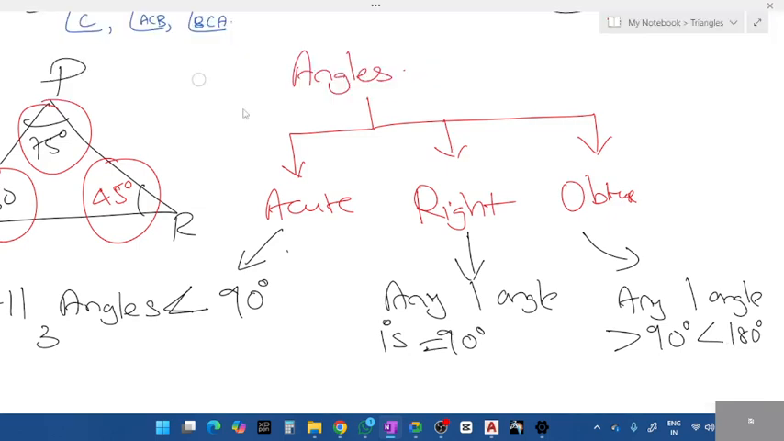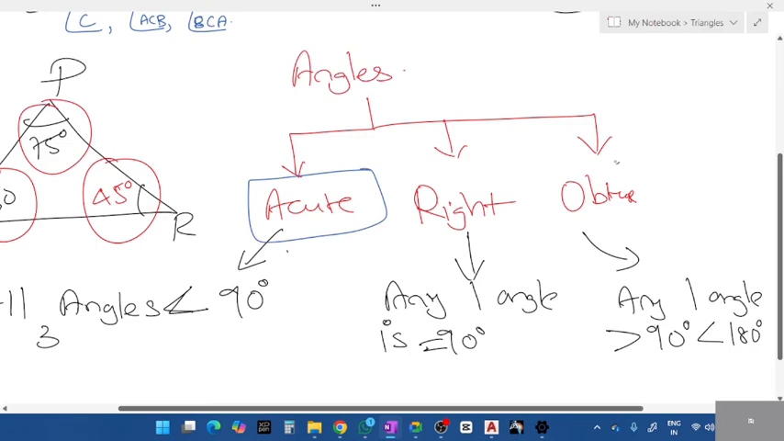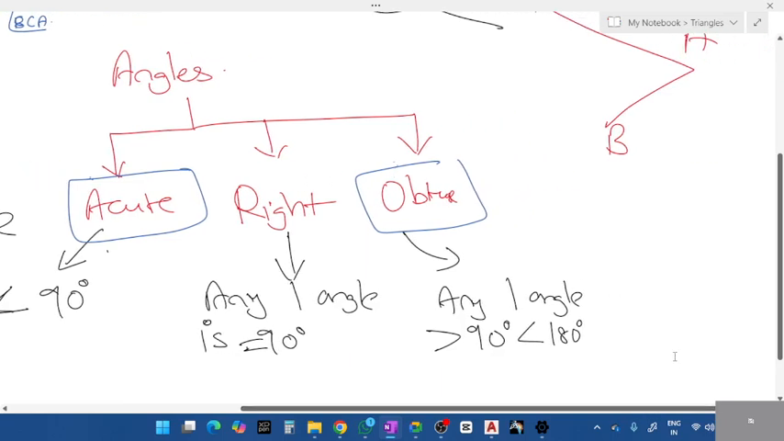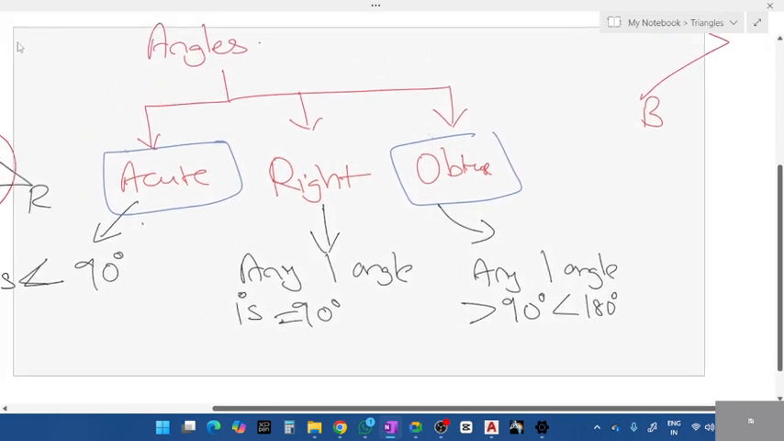Students get confused between acute and obtuse. According to the alphabet, which one comes first, A or O? Alphabetical order, students. A comes first, right? Acute angle, obtuse angle. When we talk about an acute angle, all the angles are less than 90. Obtuse angle, any one angle is greater than 90. Now look here, I'll give an example. Acute angle, I've given the example PQR. Let me give an example for right angle and obtuse angle.